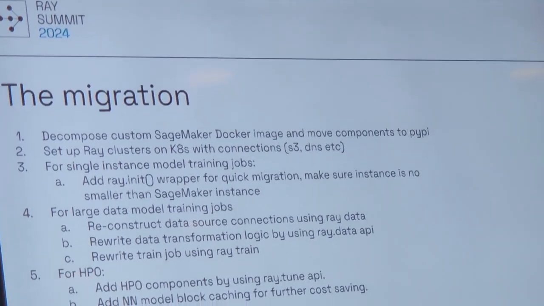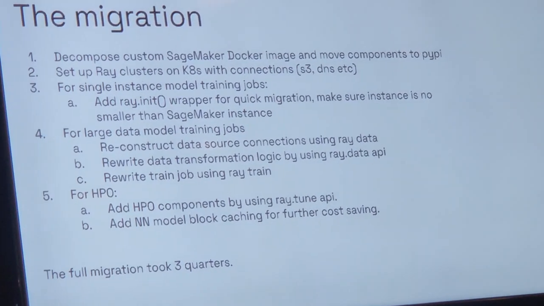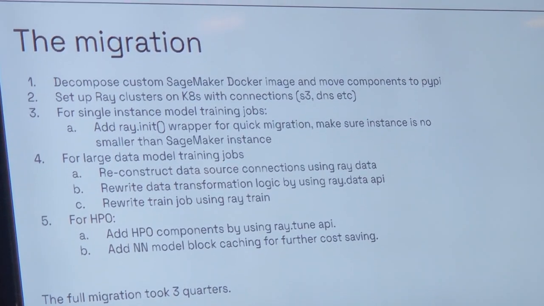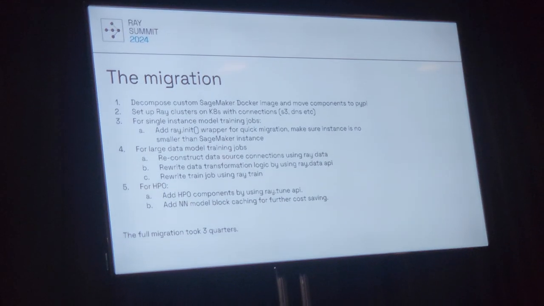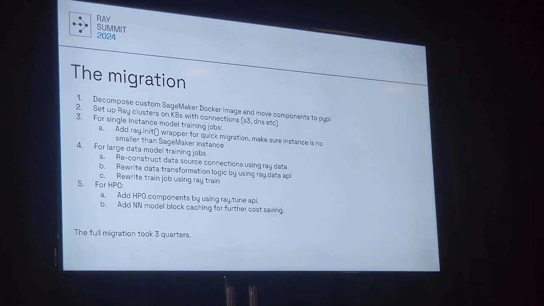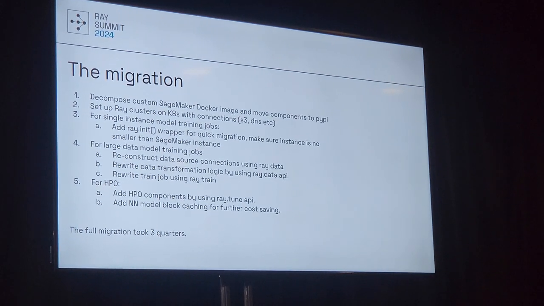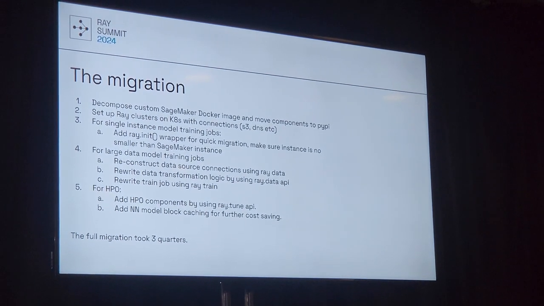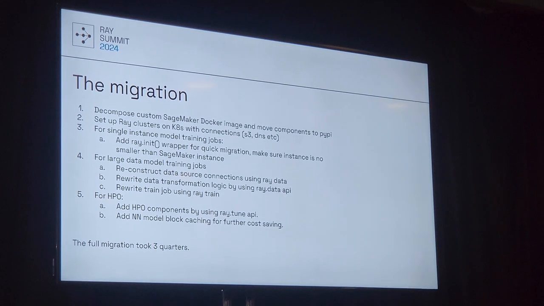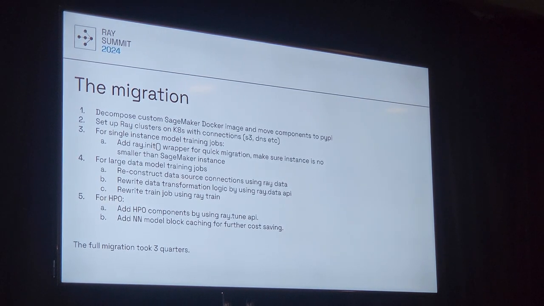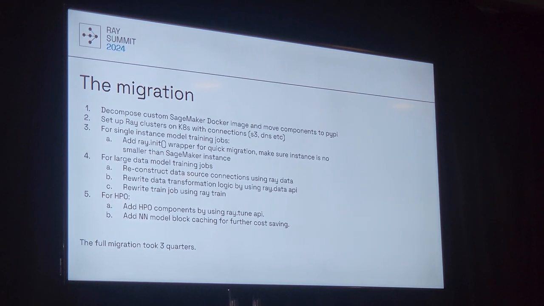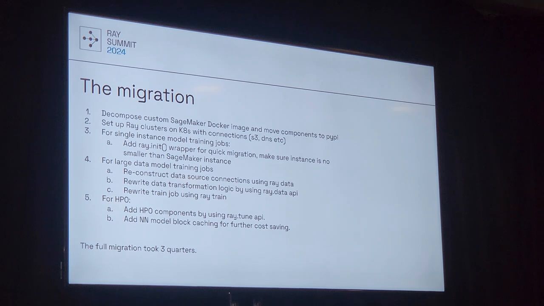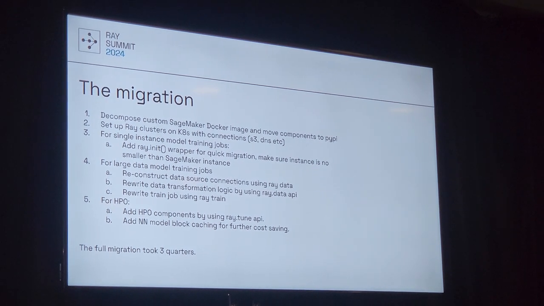For a single instance model training, say you have a job and you just want to reproduce whatever you had before. You just have this ray.init or ray.remote and give it, moving to a single Ray task, right? And then run this Ray task inside of that worker node, right? Which makes your transition very fast, because you basically just add a wrapper outside.